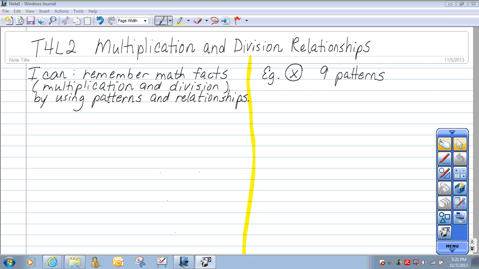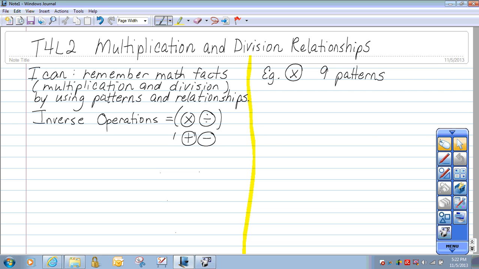Remember that I told you in the last video and in previous lessons that multiplication and division are inverse operations. Inverse operations. So you use one to check your answer for the other. So multiplication and division are inverse operations, and addition and subtraction are inverse operations. They are operations that go together and are the reverse of each other.